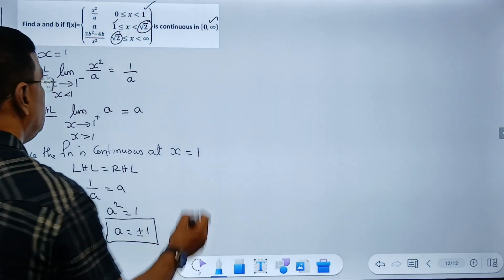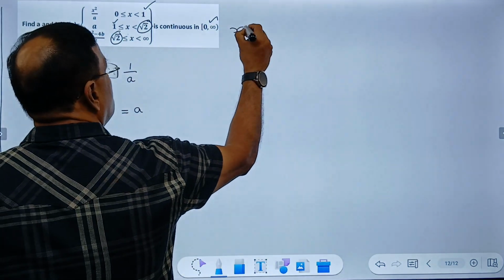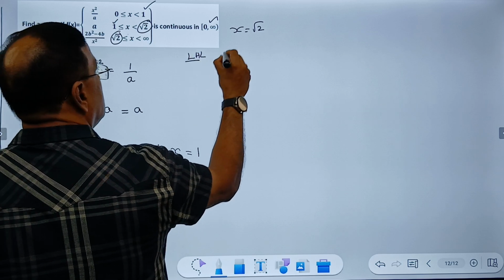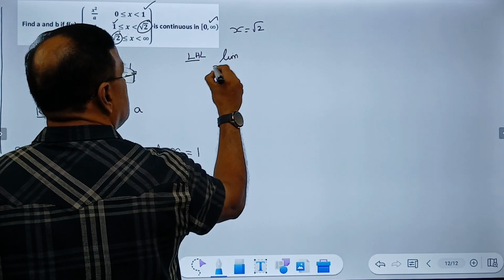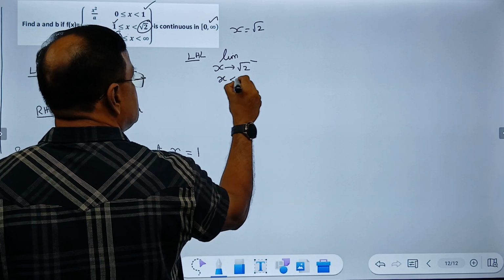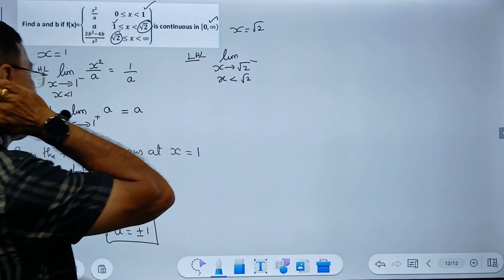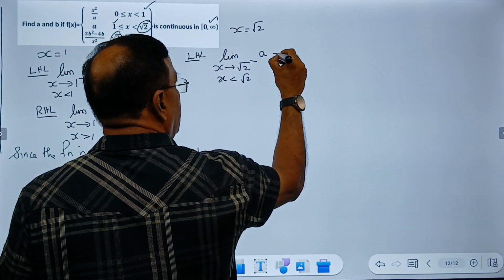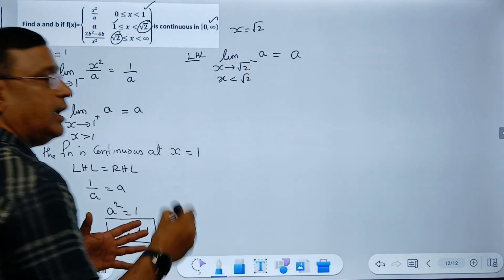To find b, I have to talk about root 2. So let's take left hand limit. What is left hand limit? Limit x approaches to root 2 minus. Root 2 minus means less than root 2. If it is less than root 2, it is a. And you know this is independent of x, so left hand limit is a.